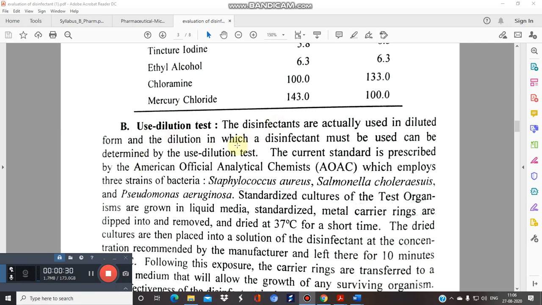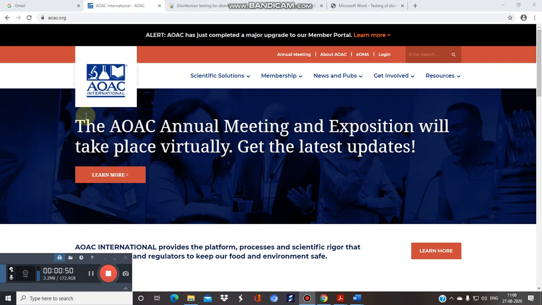Disinfectants are actually used in diluted form, yes, we know. The dilution in which a disinfectant must be used can be determined by this test, the use dilution test. There are some standards. The current standard is prescribed by AOAC, the Association of Official Analytical Chemists. This is very important. Basically this is the organization, or platform, that has mentioned different guidelines related to the dilution of disinfectants.